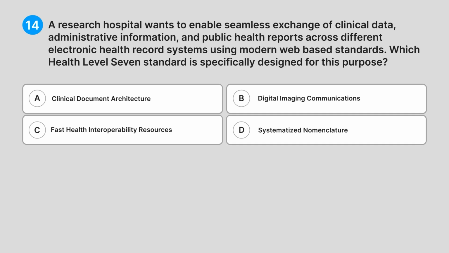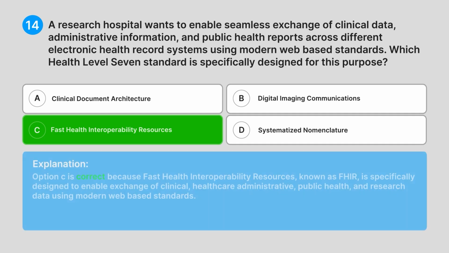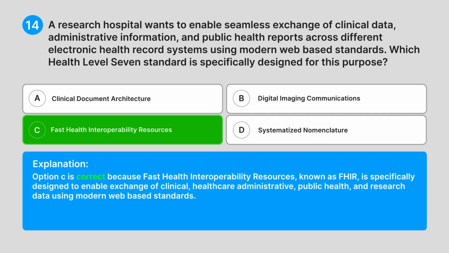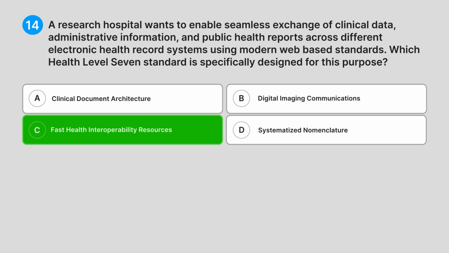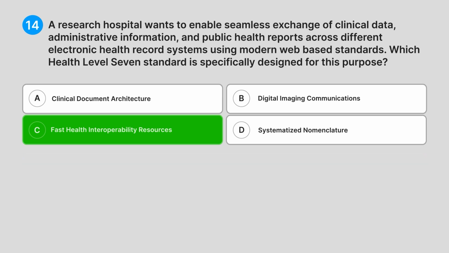Correct answer, C. Fast Health Interoperability Resources. Explanation. Option C is correct because Fast Health Interoperability Resources, known as FHIR, is specifically designed to enable exchange of clinical, healthcare administrative, public health, and research data using modern web-based standards. Option A is incorrect because Clinical Document Architecture is used to exchange specific documents like discharge summaries and assessments, not the broader range of data types FHIR supports.